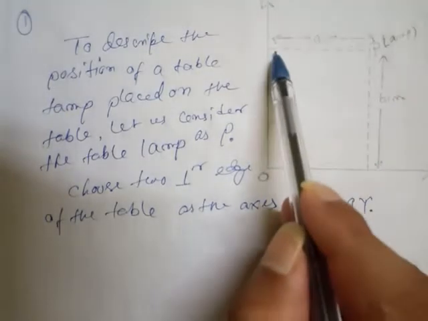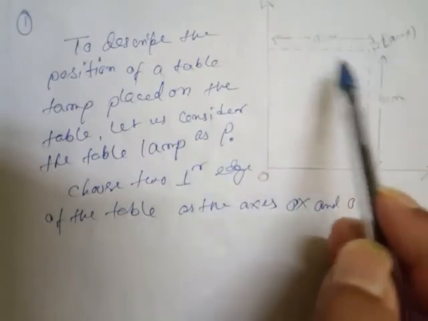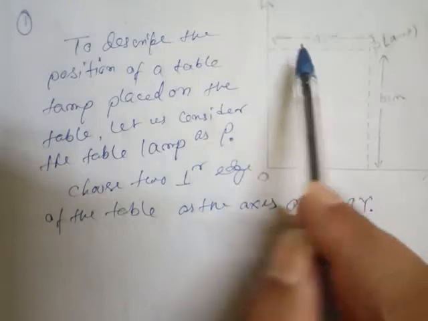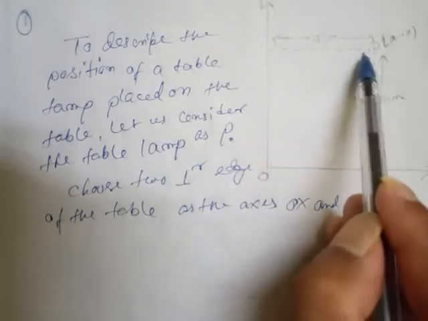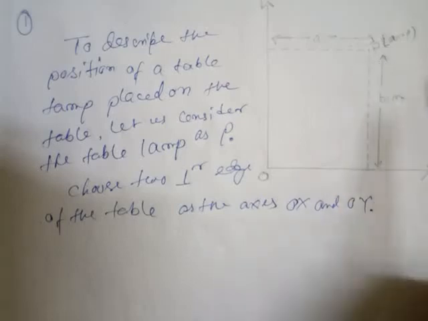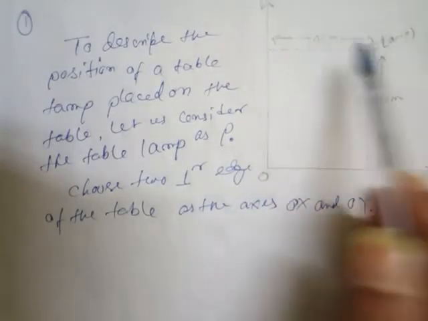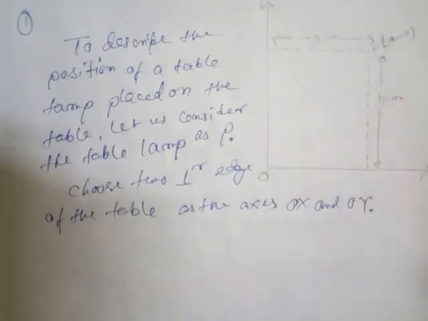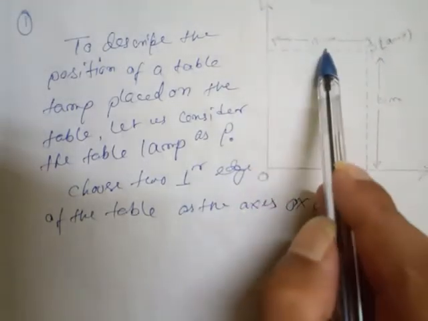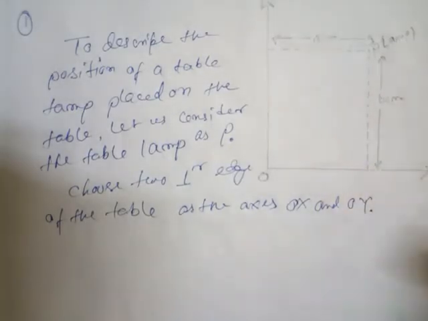I repeat again, think it is a table lamp, and from the table lamp take two edges, and then from one edge you have to measure this portion, and from another edge you have to measure this portion. Whatever may be the value, say 5, 6 or 9, whatever may be the value here also. So suppose this value is 4 centimeter and this value is 5 centimeter. So position of the lamp is 4,5, like that.